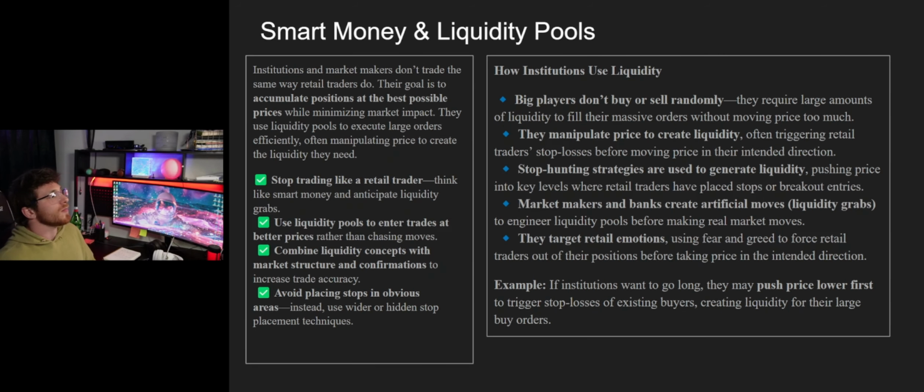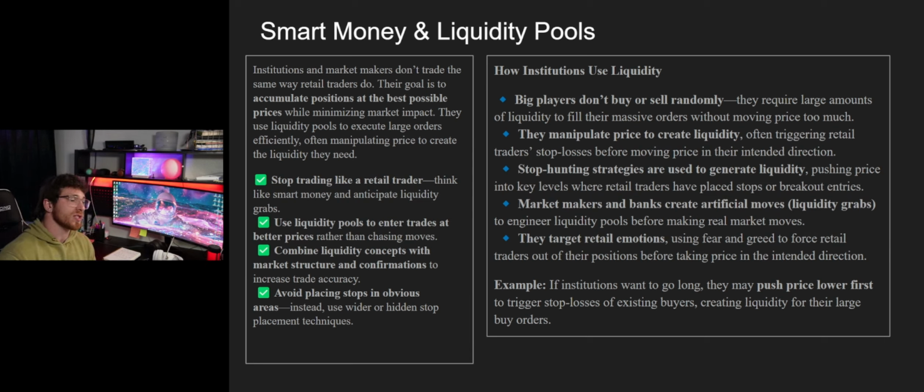So smart money and liquidity pools. Institutions and market makers don't trade the same way retail traders do. Their goal is to accumulate positions at the best possible price while minimizing market impact. They use liquidity pools to execute large orders efficiently, often manipulating price to create the liquidity they need. That's what I was explaining before.